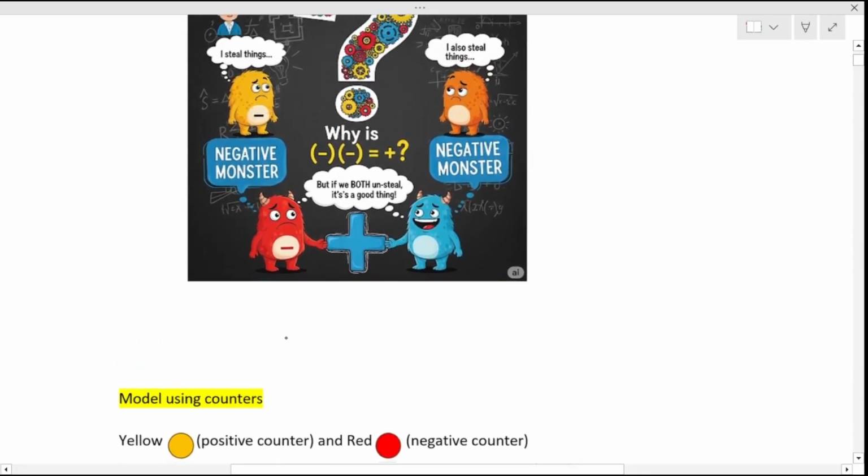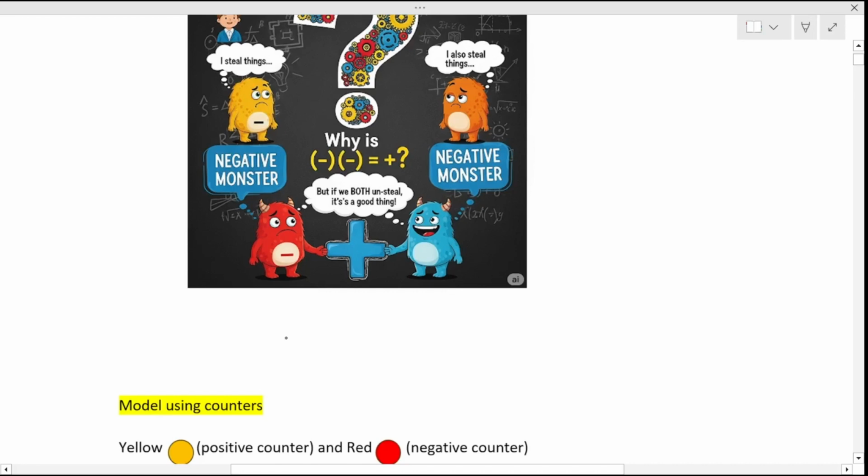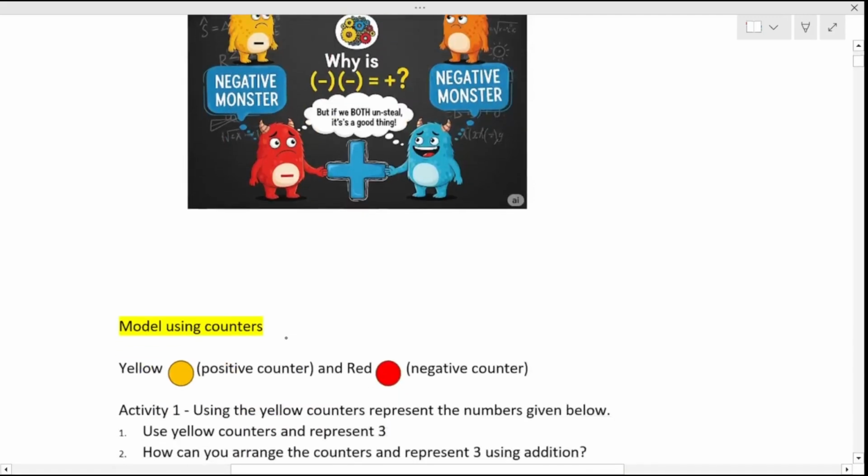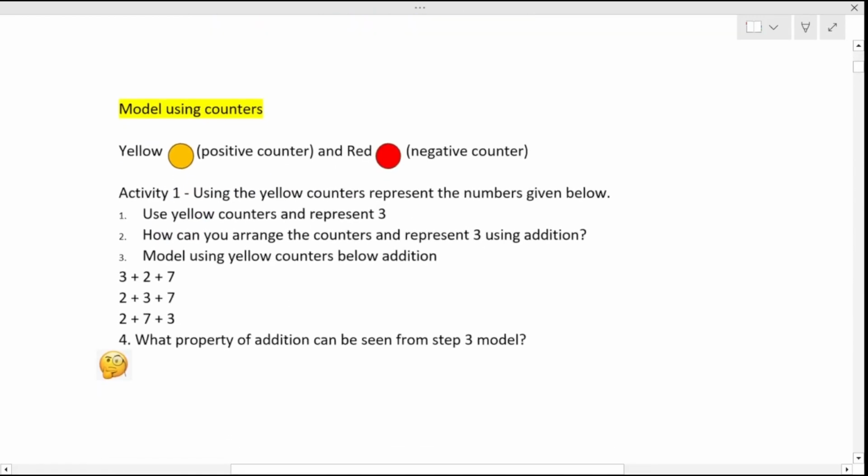Before we start working with these counters and directly tell about negative times negative being positive, we need to understand a few small activities on how to work with these counters and understand addition, subtraction, and then come to multiplication. So let's go ahead and do the arithmetic operations first. How do we start this first activity? We represent yellow counters, or yellow bits of paper, as the positive counters, and red papers as the negative counters.